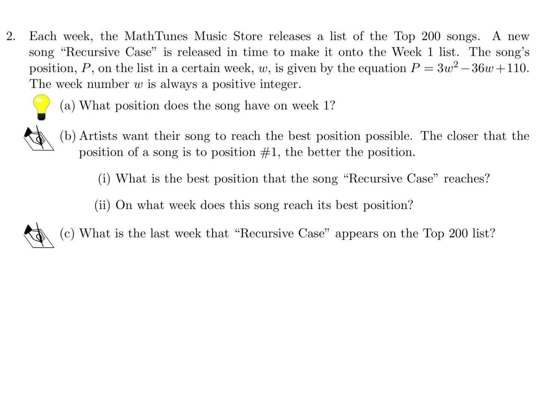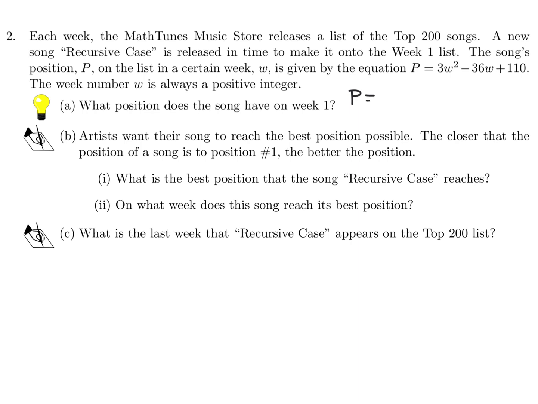Each week, the Math Tunes Music store releases a list of 200 songs. New song Recursive Case is released in time to make it onto week 1. The song's position, P, on the list in a certain week, W, is given by the equation P is equal to 3W squared minus 36W plus 110. The week number W is always a positive integer. What position does the song have on week 1?